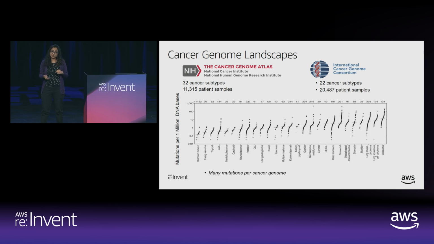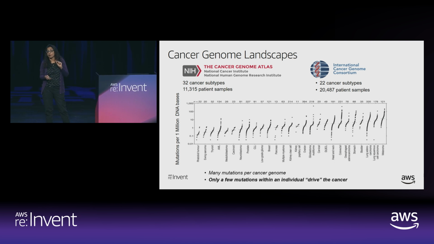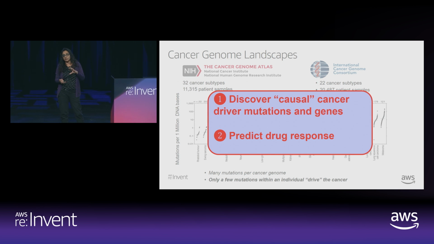Okay, so there are many mutations per cancer genome, but the really important thing is that there are only a few of these mutations within an individual that are thought to drive that person's cancer. The rest, they're just along for the ride. And so what I want to tell you about today are two areas, so just really two projects out of many things that we work on that are in this realm.